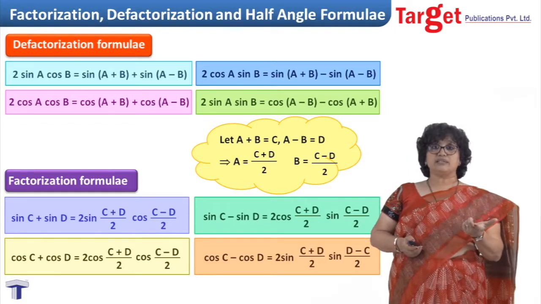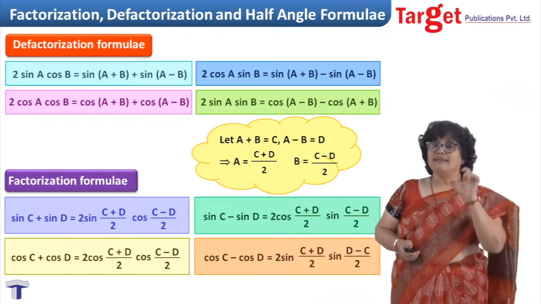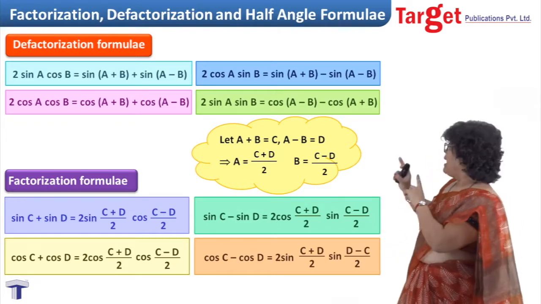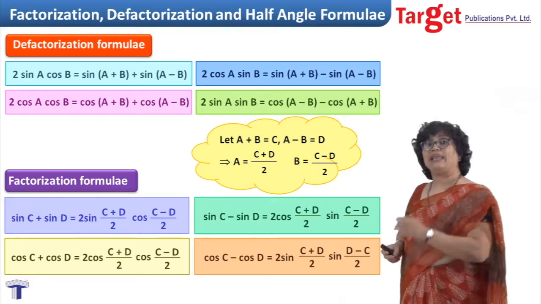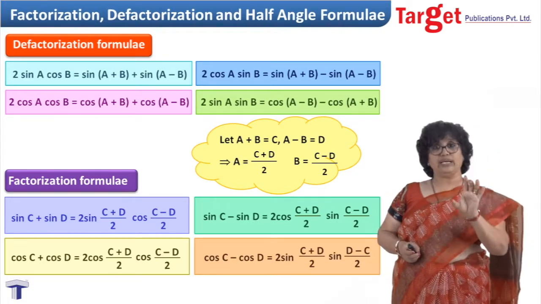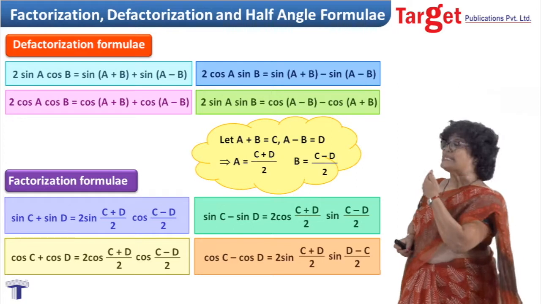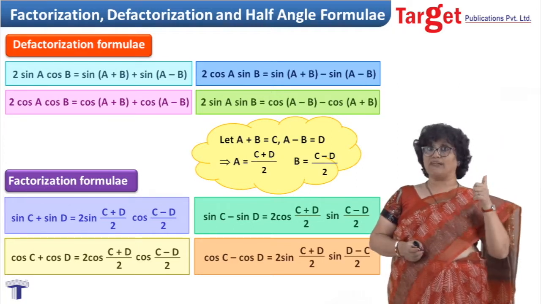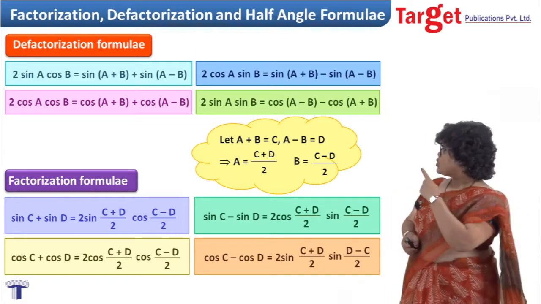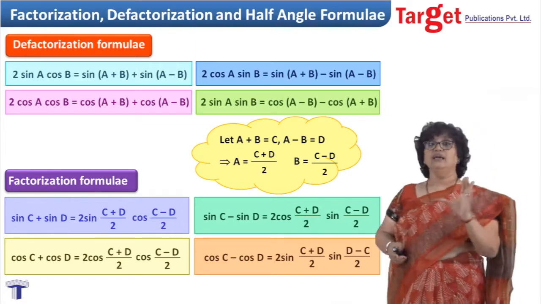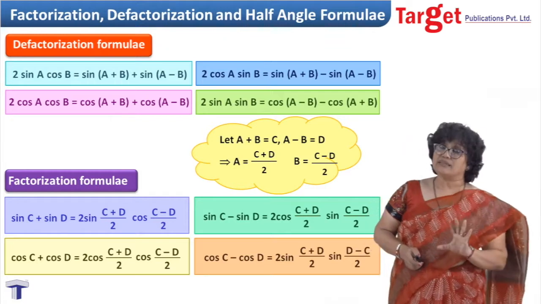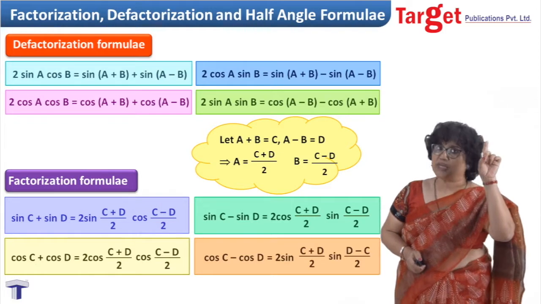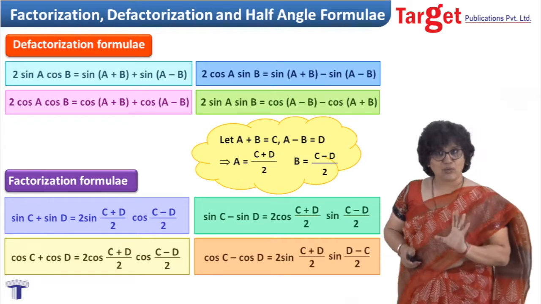Why do we call them factorization formulae? Have you realized? Sine C plus sine D, it was sum of two sine terms. And then I am writing it as a product. Whenever sum of two quantities or difference of two quantities is written as product, then it is called factorization. This you have already done in your previous classes. So these four formulae come under the category factorization formulae. Mind you please, all 8 formulae have been obtained from basic sine A plus B and cos A plus B formula.